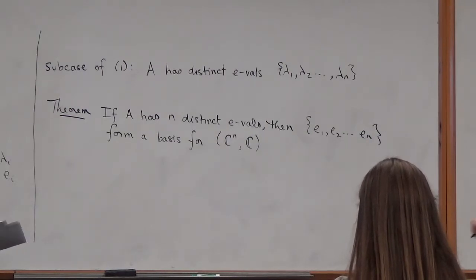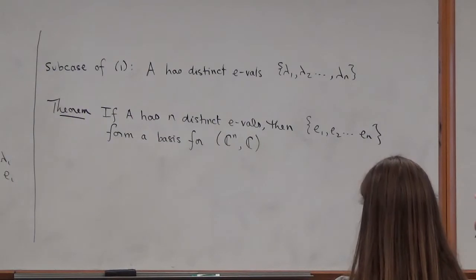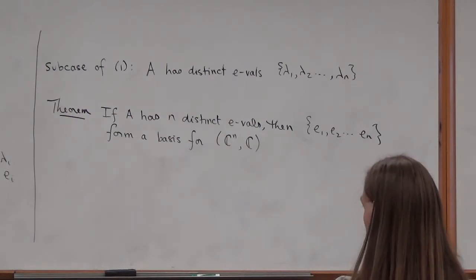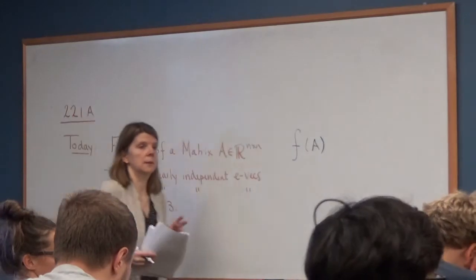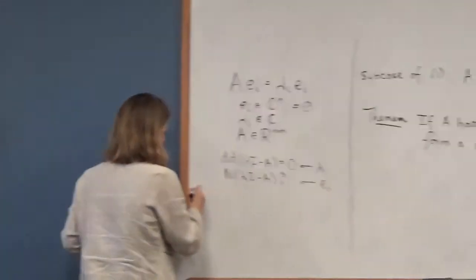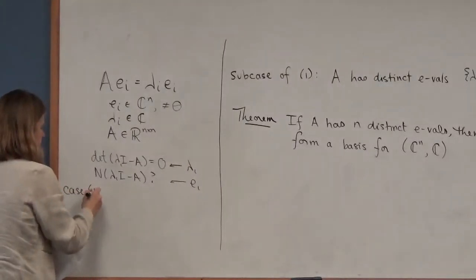When you said subcase of 1, was that one of these equations? No, this 1 is over here on this board that you probably can't see very well. 1 is the case in which we have n linearly independent eigenvectors. So case 1. I'm going to just rewrite it over here.